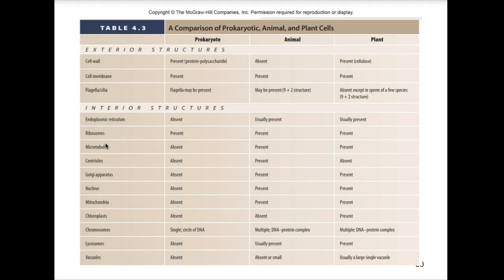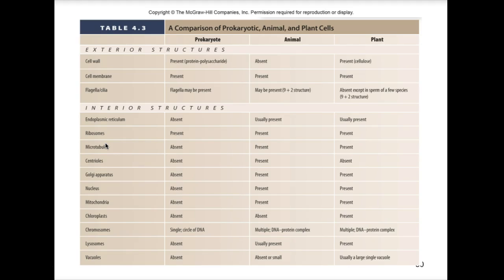This is a nice table summary of everything that we've gone through with the prokaryote, animal, and plant cell. So our two typical eukaryotic cells there, the animal and plant. I would probably write this down, make a nice copy of it in the book, and you can see those exterior structures and interior structures.